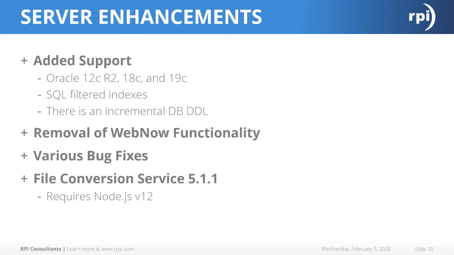As part of the server enhancements, there is added support now for Oracle 12c R2, 18c, and 19c, which is nice for those clients that are using that kind of database. It now supports SQL filtered indexes, and there's an incremental database script to allow us to perform the upgrades. Before, we'd have to do an incremental upgrade where we jump from one version, make sure that was good, then jump to the next version. Now it should be a lot more streamlined when it comes to upgrading the product going forward.